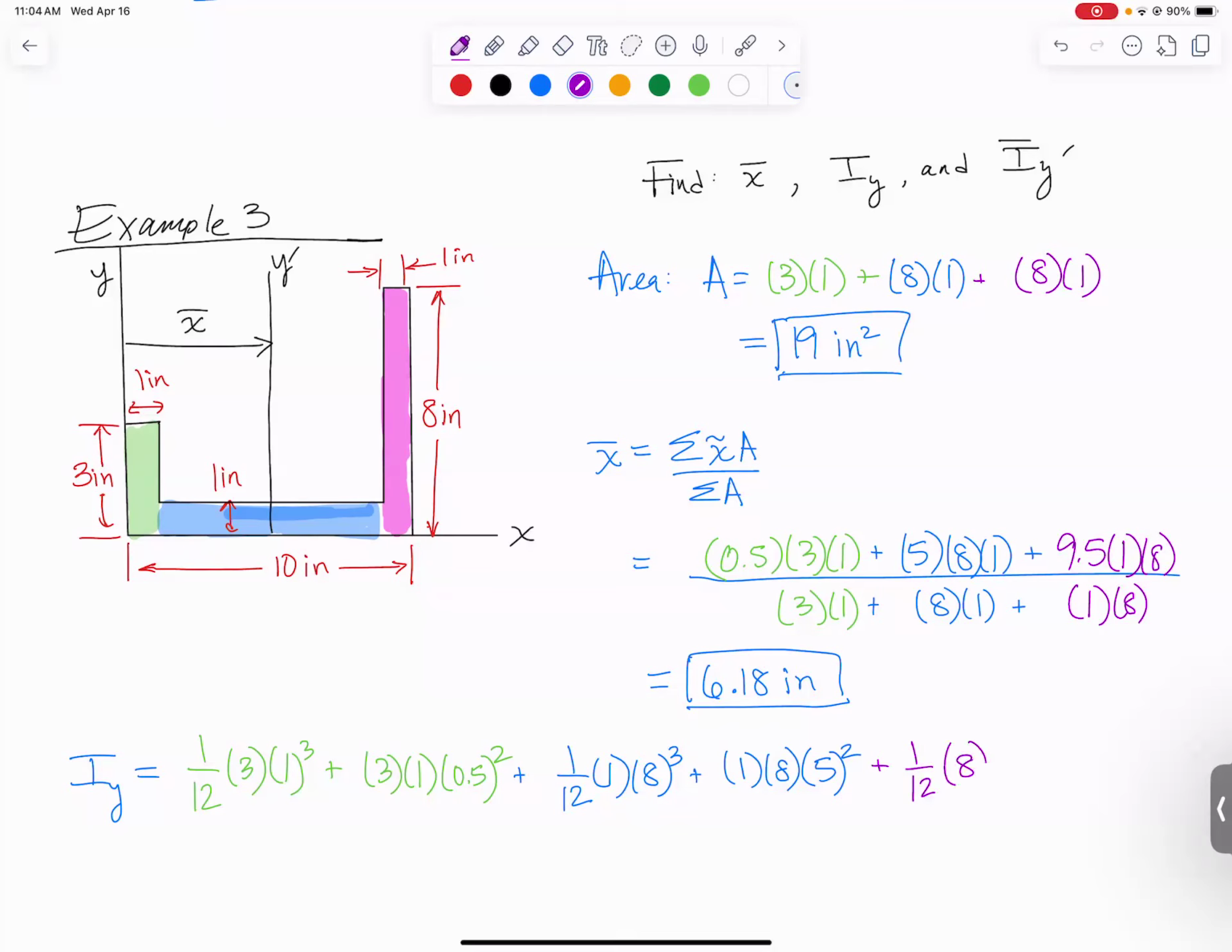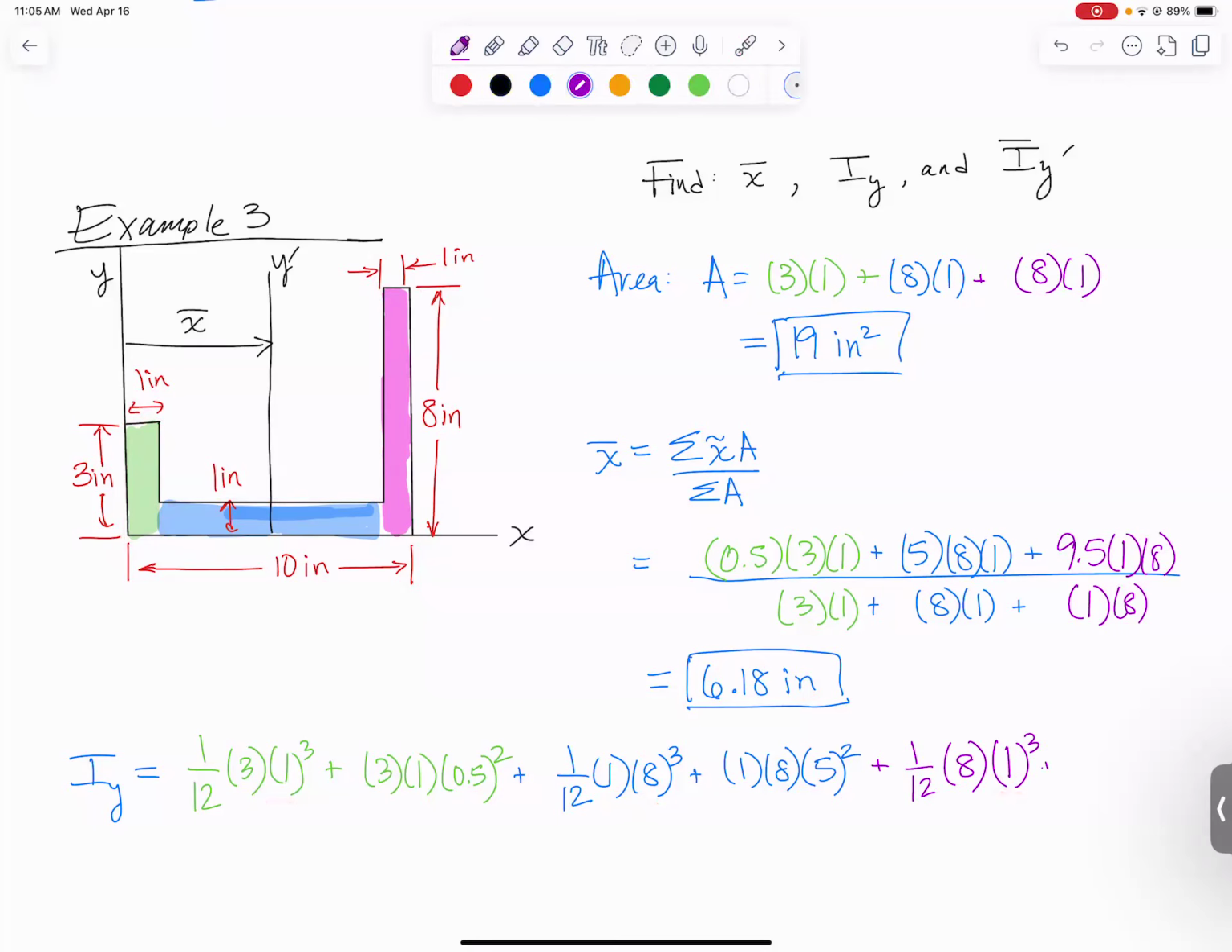The base in this case is 8, and the height is 1. By base, I mean side parallel to the y-axis. So the bases would be 3, 1, and 8. Those do not get cubed. And the height, if you thought of turning your paper sideways, is the perpendicular distance, 1, 8, and 1. So the 1, 8, and 1 get cubed.